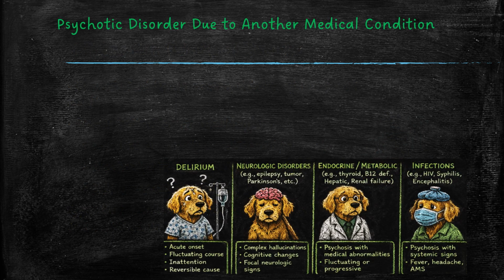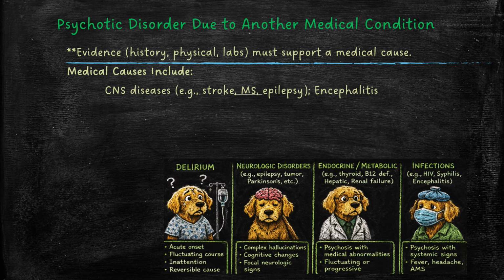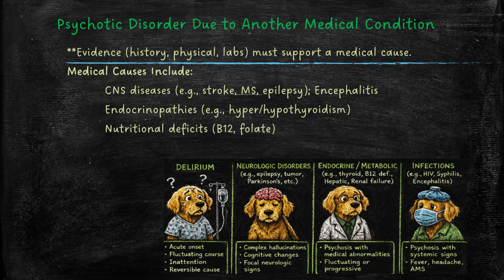Examiners do like to test on psychotic disorders due to another medical condition because we are supposed to rule out any medical conditions before diagnosing a primary psychotic disorder. And you can see hints of this in the vignette through the person's history, physical, labs that might support a medical cause. Common medical causes that they like to test on are the CNS diseases like stroke, MS, epilepsy, encephalitis, endocrine issues like hyper or hypothyroidism, nutritional deficits like B12, folate, autoimmune diseases, and of course, delirium.